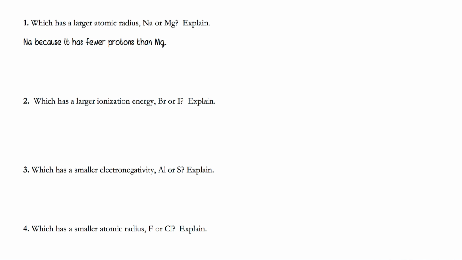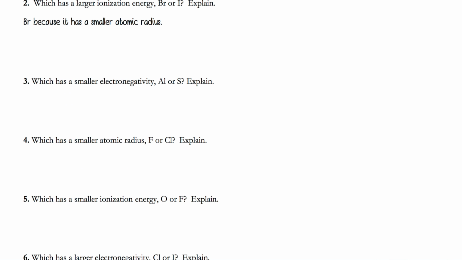Which has a larger ionization energy, bromine or iodine? Well, if you look at your periodic table, bromine is higher up on the periodic table than iodine is, which means it is smaller, it has a smaller atomic radius because it has fewer principal energy levels. So since it has a smaller atomic radius, that means its ionization energy is going to be larger because remember, ionization energy and atomic radius are inversely related.